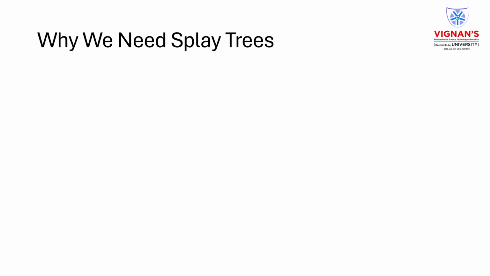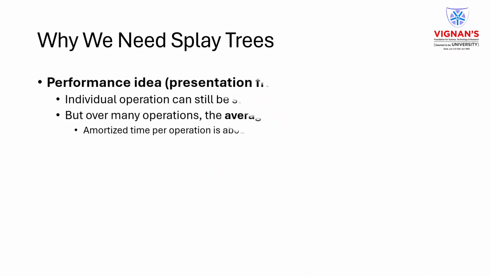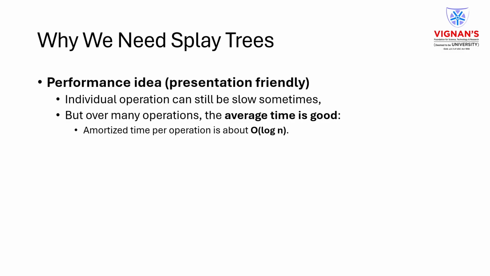Although a single operation in a splay tree may occasionally take longer, over a long sequence of operations, the amortized time per operation is O(log n). This makes splay trees efficient overall, especially when operations are unevenly distributed.